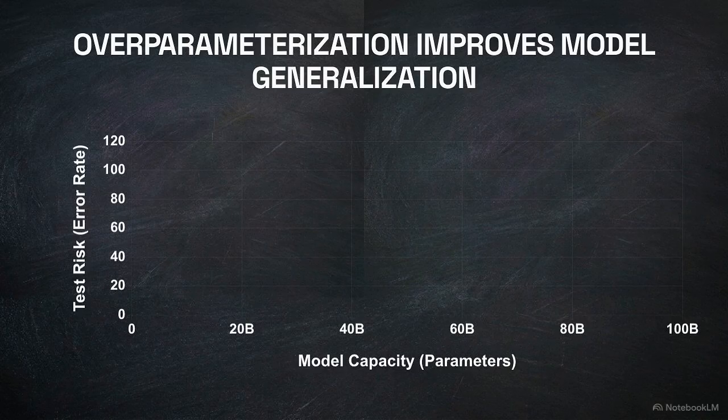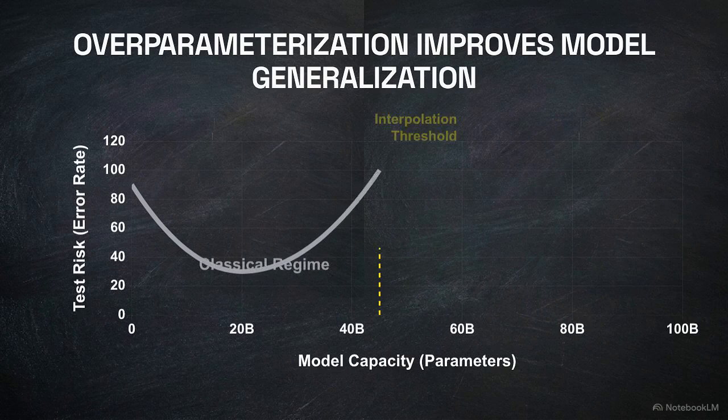This massive scale challenges classical statistical theory, which assumes that over-parameterized models will simply memorize the data and fail to generalize. But we now observe double descent. Past a specific capacity threshold, the network enters an interpolating regime, where generalization actually improves. This happens because an over-parameterized model has infinite ways to fit the data.